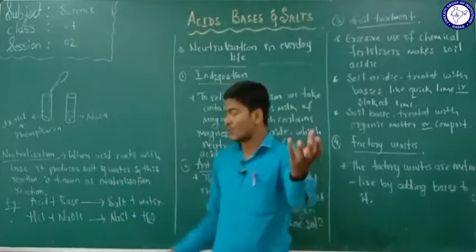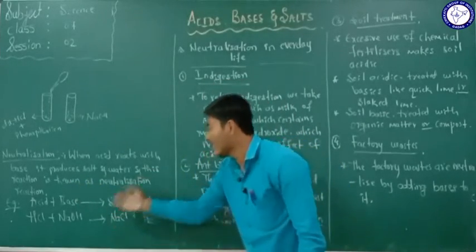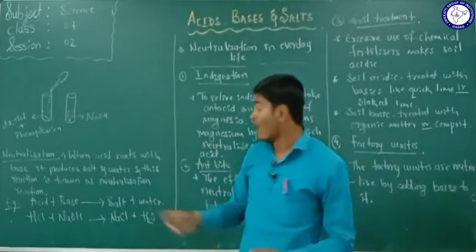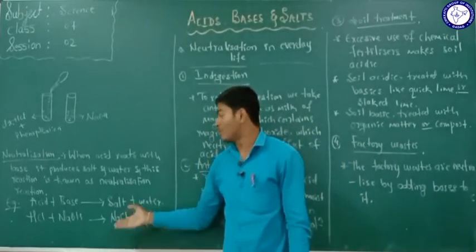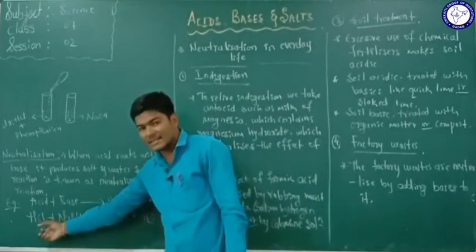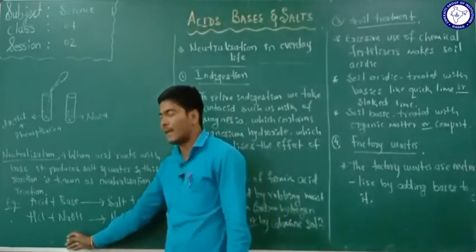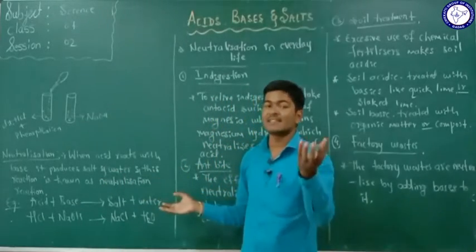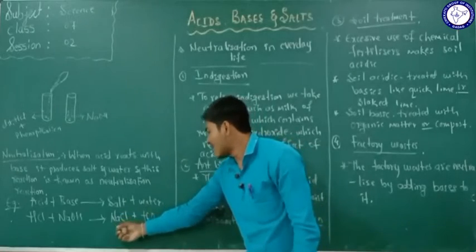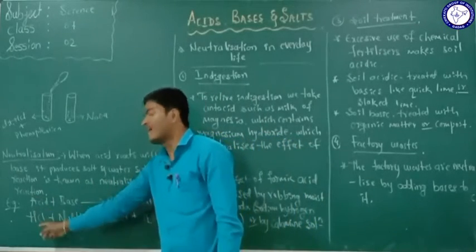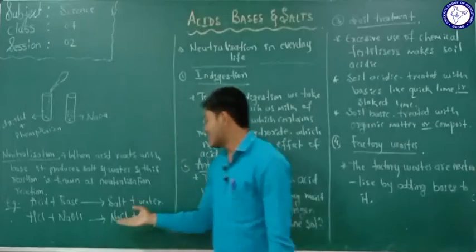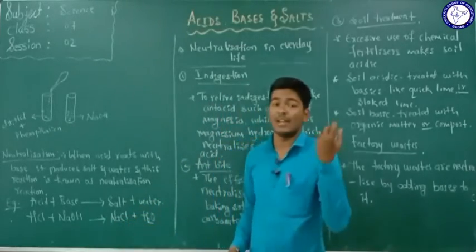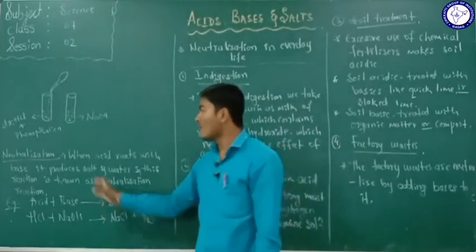Is it clear? So what are the characteristics of the salt here? The salt may be acidic in nature, basic in nature, or neutral in nature. Based on the nature of the acid and the nature of the base, the salt produced in the neutralization reaction will depend on the characters of the acids and the bases. So the salt will be acidic, basic, or neutral in nature. So this is all about neutralization.